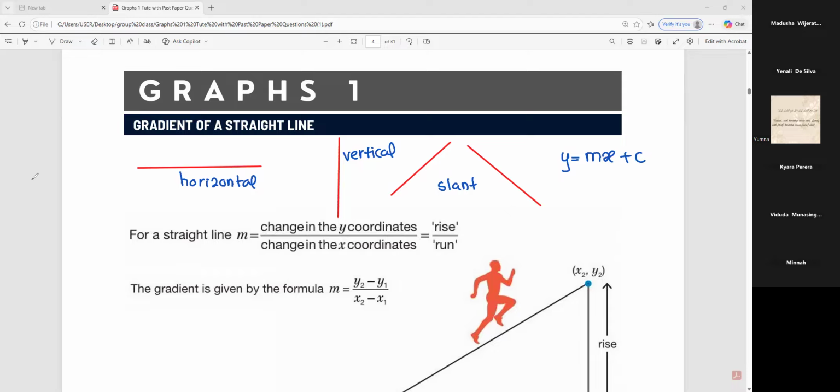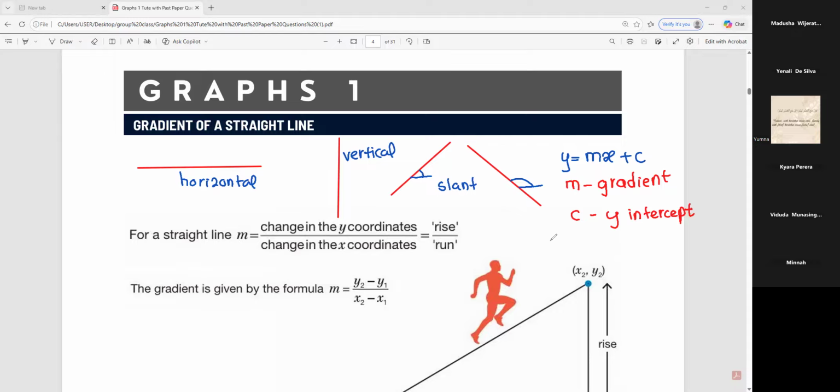There are two other terms here, m and c. M stands for the gradient. C is the y-intercept. Gradient means in slant lines you can see there is an angle. So this angle is the gradient.